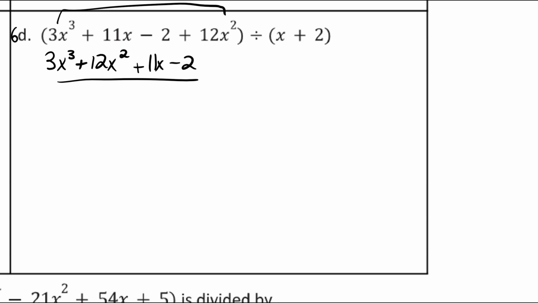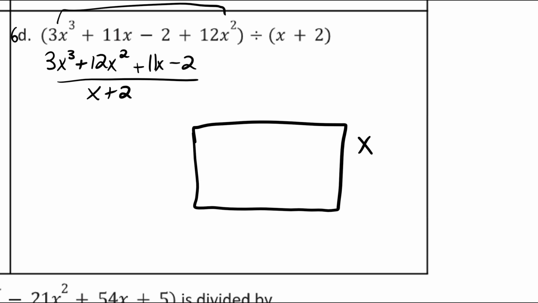And I want to divide that by x plus 2. So what I'm going to do there is I'm going to set up my boxes. I know I'm going to have 2 rows because I'm dividing by x plus 2. So that's a linear term and a constant, 2 different things.